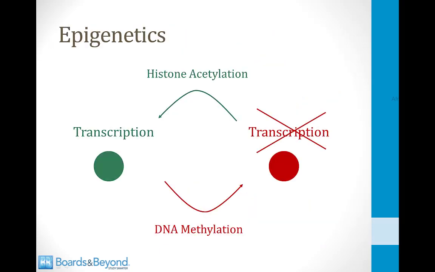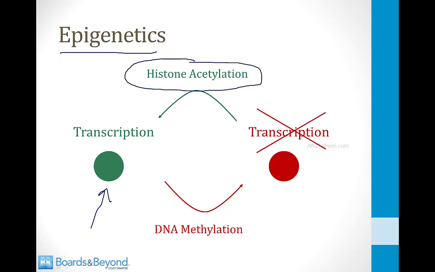So on this slide, I've summarized the two epigenetic phenomena that I think it's important to know for step one in a way that will hopefully stick in your mind. If you have DNA that wants to be transcribed, if you acetylate the histones, that will allow transcription to occur. On the other hand, if the DNA, especially the cytosine in that DNA, gets methylated, then transcription will not occur. And these are two epigenetic phenomena. There are many, many more. The field of epigenetics is very large and diverse.